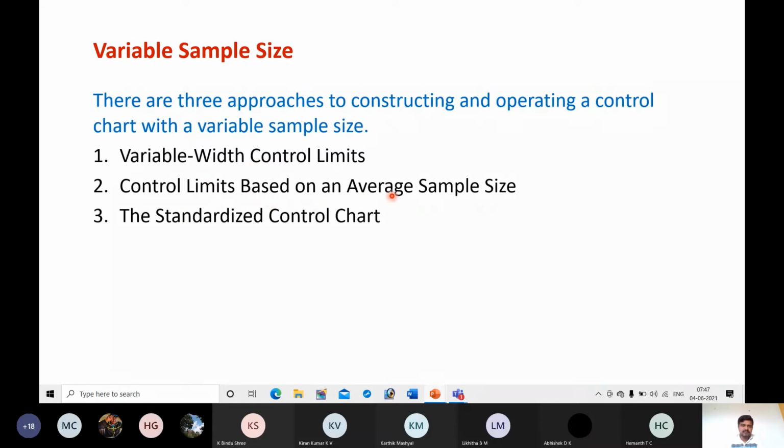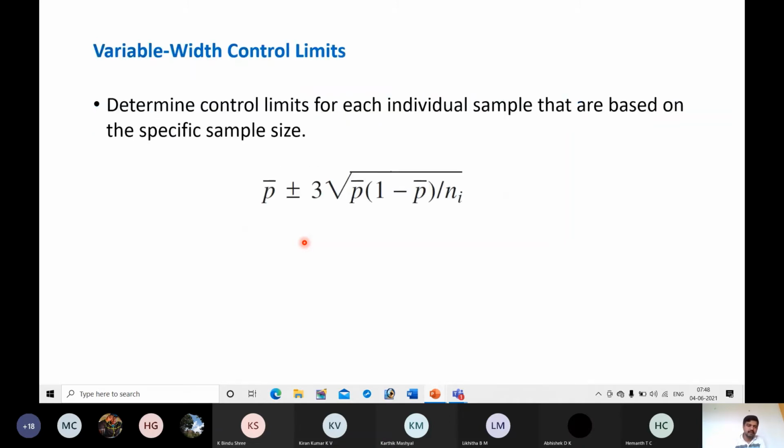Next, control limit is based on an average sample size. So even though the sample size is different for different samples, here you are considering the average sample size. You will add all individual sample numbers and take this n bar. So that is average sample size. Then there is the standardized control chart. Here you are considering 3 sigma units, as 1, 2, 3. So that also we will discuss.